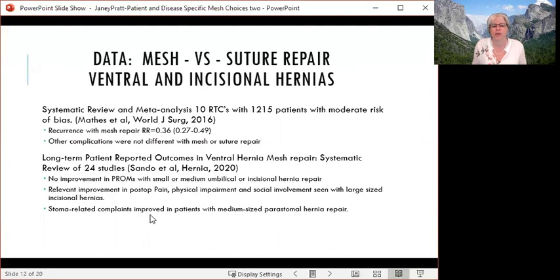Stoma-related complications also improved in patients with medium-sized peristomal hernias, indicating that even patient-reported outcomes indicate that we should be fixing the larger peristomal, medium-sized peristomal, as well as larger incisional hernias.